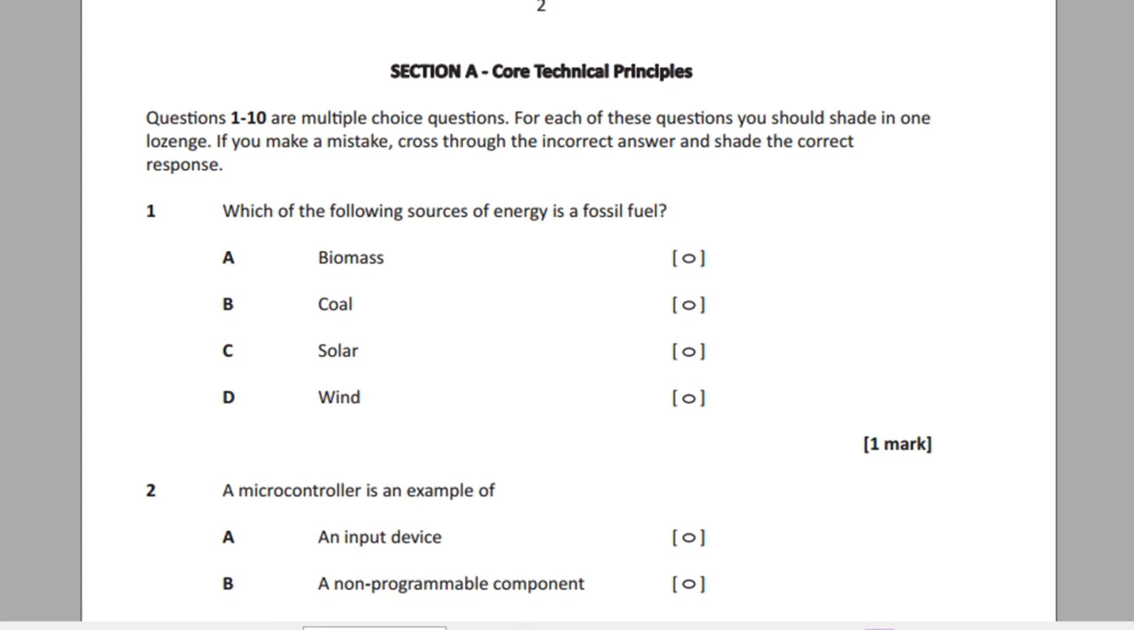So question 1 says, which of the following sources of energy is a fossil fuel? So in other words, you have to choose one of these. It's pretty obvious. So let's now go through each one and choose which one we reckon it is. Fossil refers to dead matter, which has turned into some other type of substance from organic material. Organic material is any living tissue or plant which has died and then turned into a fossil.